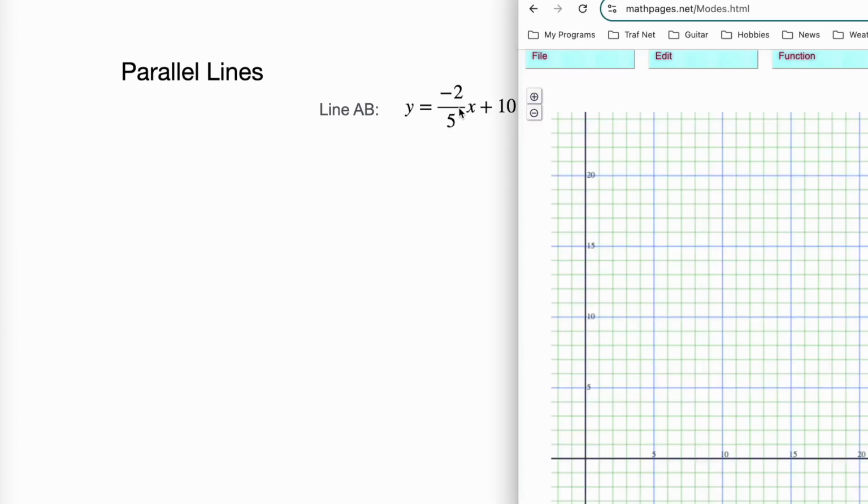Let's say we have two lines. We have line AB is negative 2/5 x plus 10. Let's graph that. We have negative 2/5 x plus 10. 10 is the b value. The slope is negative 2/5, so delta x first is 5. Delta y is negative 2, like that.